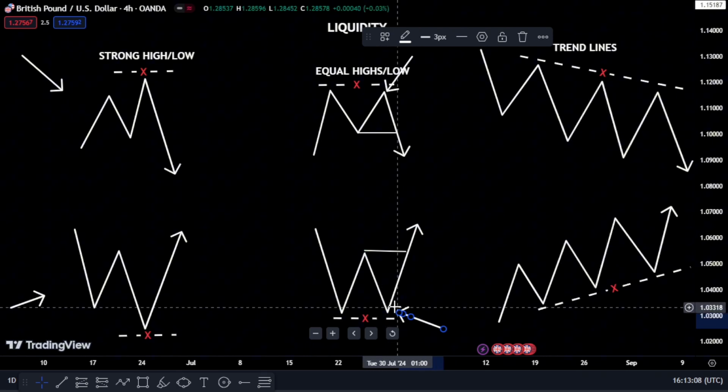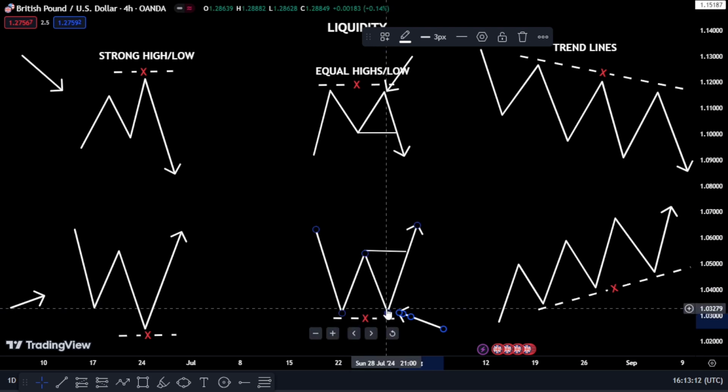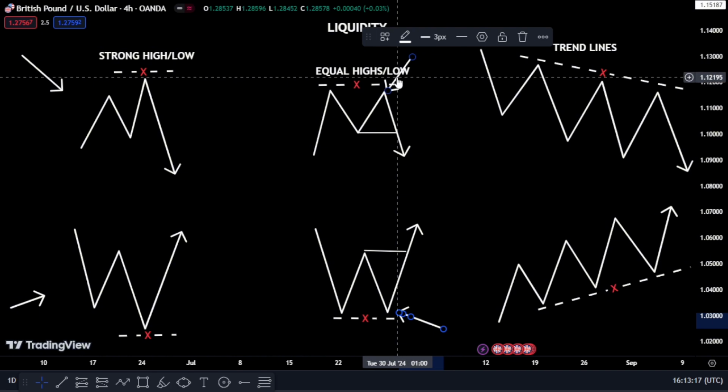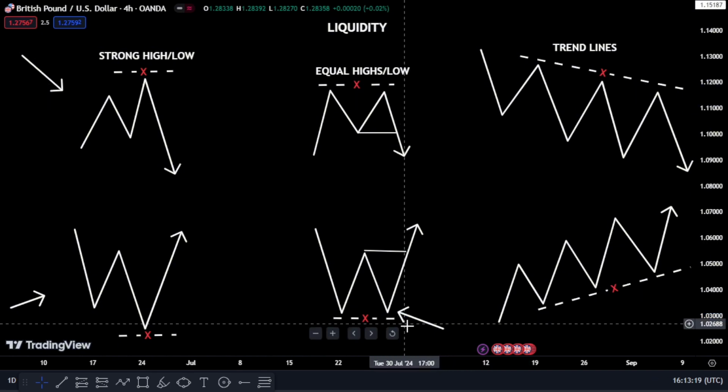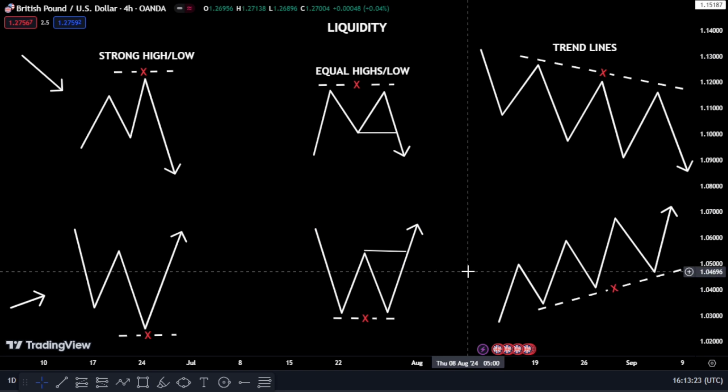That leads us to inducement. At this area you want to be buying and going all the way up. At this area you want to be selling, going all the way down. So what do the institutions do? They manipulate it. We'll look at that. That gives us inducement.